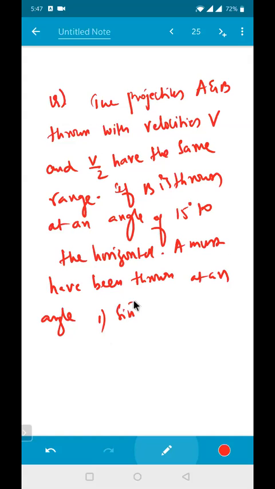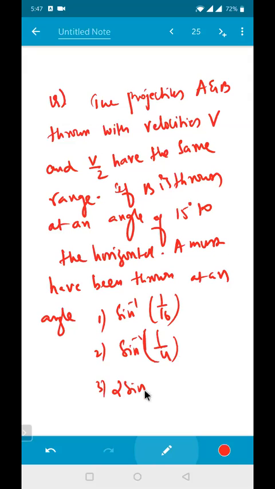First option is sine inverse of 1 by 16. Second option is sine inverse of 1 by 4. The third option is 2 times sine inverse of 1 by 4. And the fourth option is 1 by 2 sine inverse of 1 by 8. Take a minute of your time and try to recollect the question and do the problem. Come on, try to do it. I'm giving 1 minute. You should have given me the answer by now.